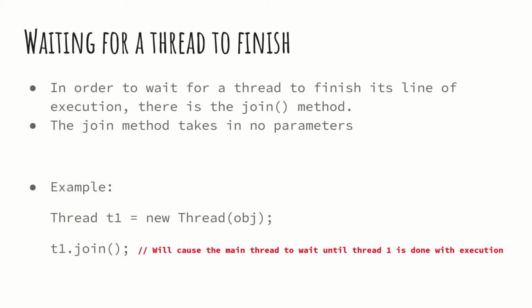We can also wait for a thread to finish, and in order to do this, there is something known as the join method. The join method takes no parameters, and this is actually an object method, so you'll have to create a thread object. So you do Thread t1 = new Thread, and then if you do t1.join, that will wait for whatever is happening on the t1 thread to finish, and then it will continue the execution.